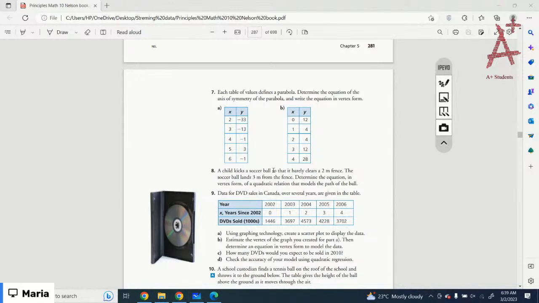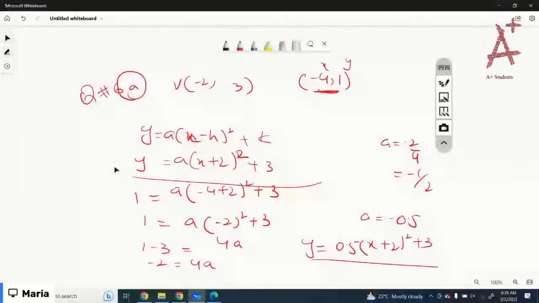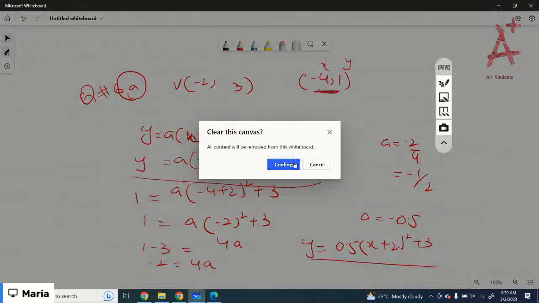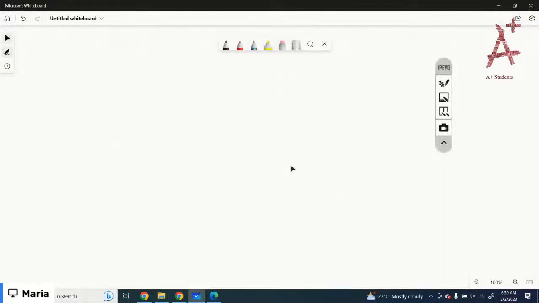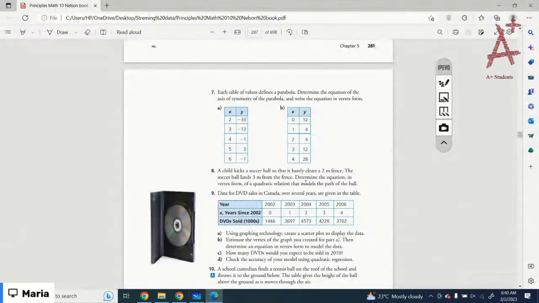A child kicks a soccer ball, so it barely clears a 2-meter fence. The soccer ball lands 3 meters past it. Okay, let's just suppose the boy is standing at (0, 0). Got it? The boy is standing at (0, 0). And when the ball cleared the fence, it was at (3, 2). Got it? That is the highest point. And determine the equation in the vertex form.